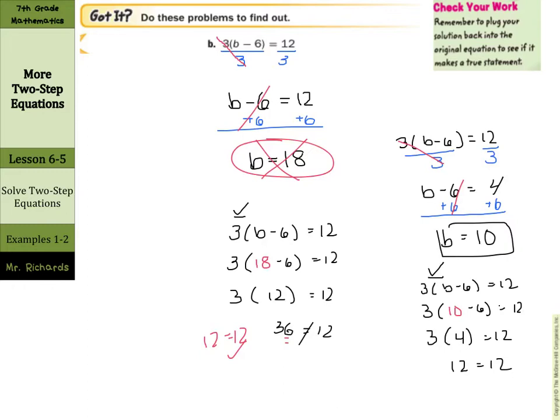So again, I know this took us another minute, but please, please be honest in your check steps. Be honest in your check steps to make sure we do have a true statement at the end. This time we did. Here we didn't. Be honest with yourself, and you'll always be able to solve equations the right way.